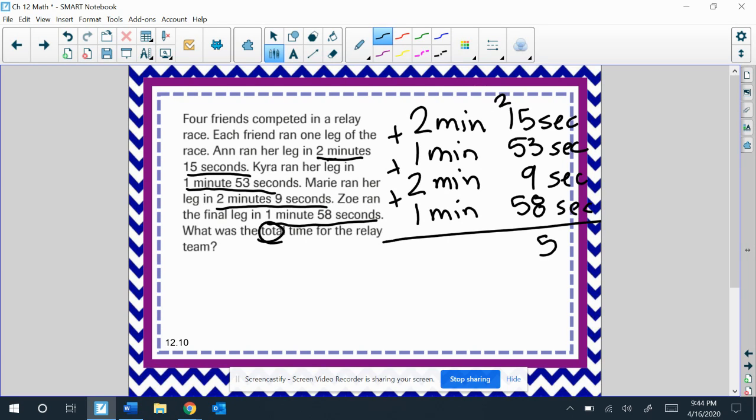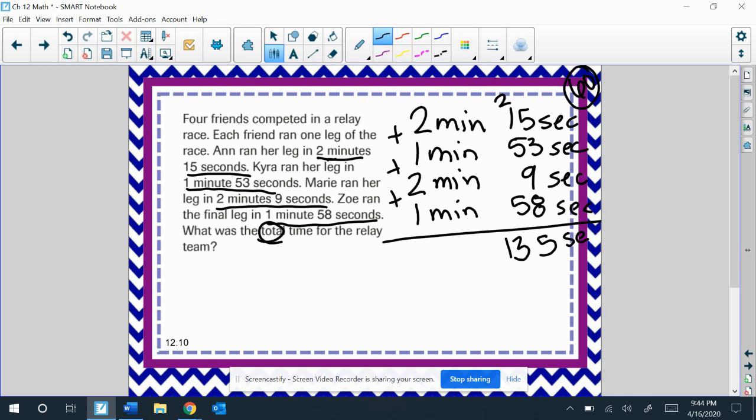Let me double check that. We have 8, 17, 18, 19, 20, 21, 22, 23, 24, 25. Yep. If you're ever unsure, double check. 2 plus 1 is 3. 3 plus 5 is 8. 8, 9, 10, 11, 12, 13. Oh, I forgot to put something in the corner. What should I have put? I hope you put 60.